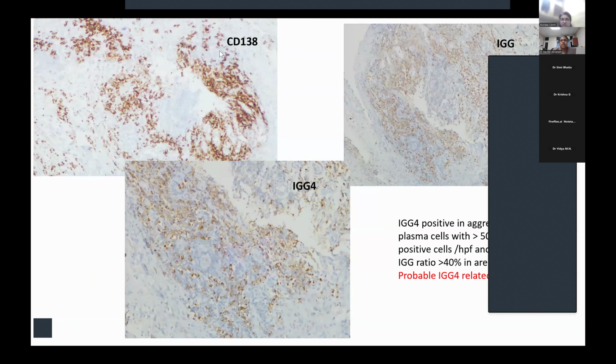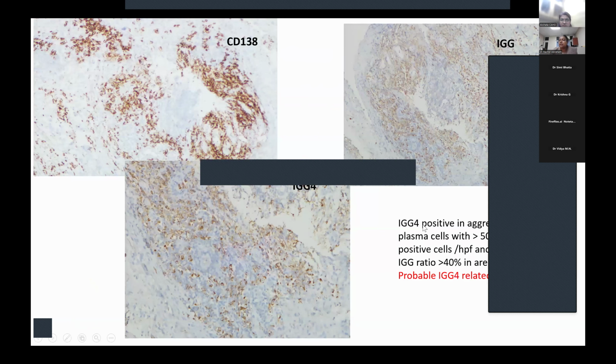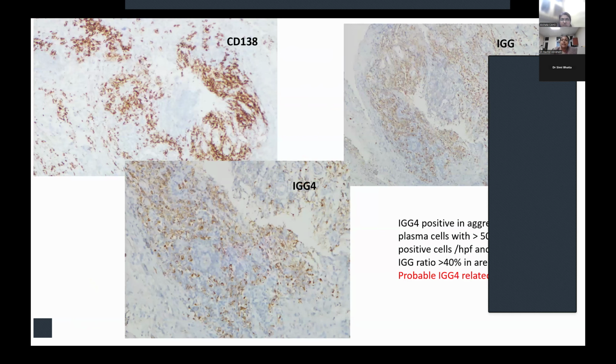It was diffusely positive in the plasma cells, and most of these plasma cells were positive for the IgG4 IHC also. So the IgG4 plasma cells were positive in aggregates with more than 50 IgG4 positive cells per high power field and an IgG4 to IgG ratio of more than 40 in areas. So we could suggest a probable IgG4 related disease in this case. And on evaluation, the serum levels of IgG4 were also found to be elevated.